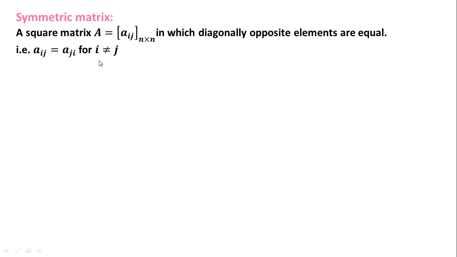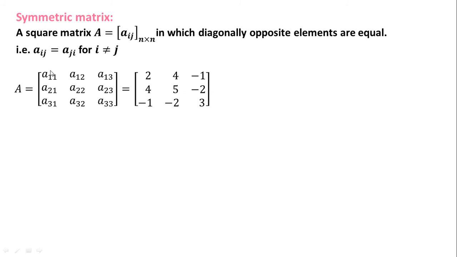Non-diagonal elements means, first of all you must know i is not equal to j, because i equal to j means diagonal elements. So Aij is equal to Aji. See this symbolically. By one example we will clear this idea. Here a 3 by 3 matrix is given, and this is the diagonal. How will you say that this is a symmetric matrix? Because diagonally opposite elements are equal: 4 and 4, minus 1 and minus 1, minus 2 and minus 2 are equal.